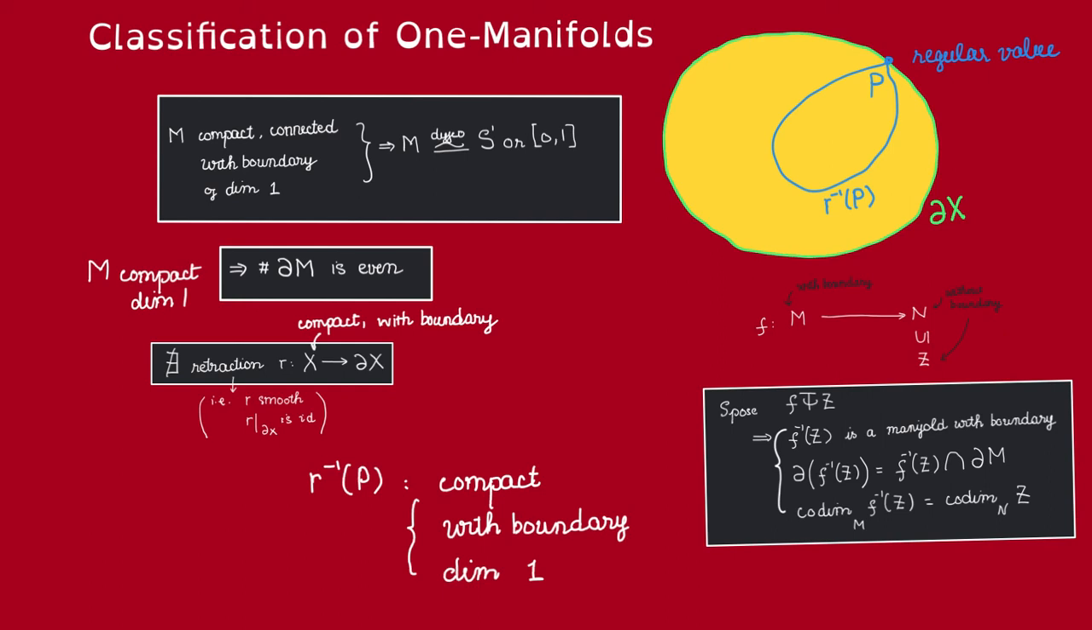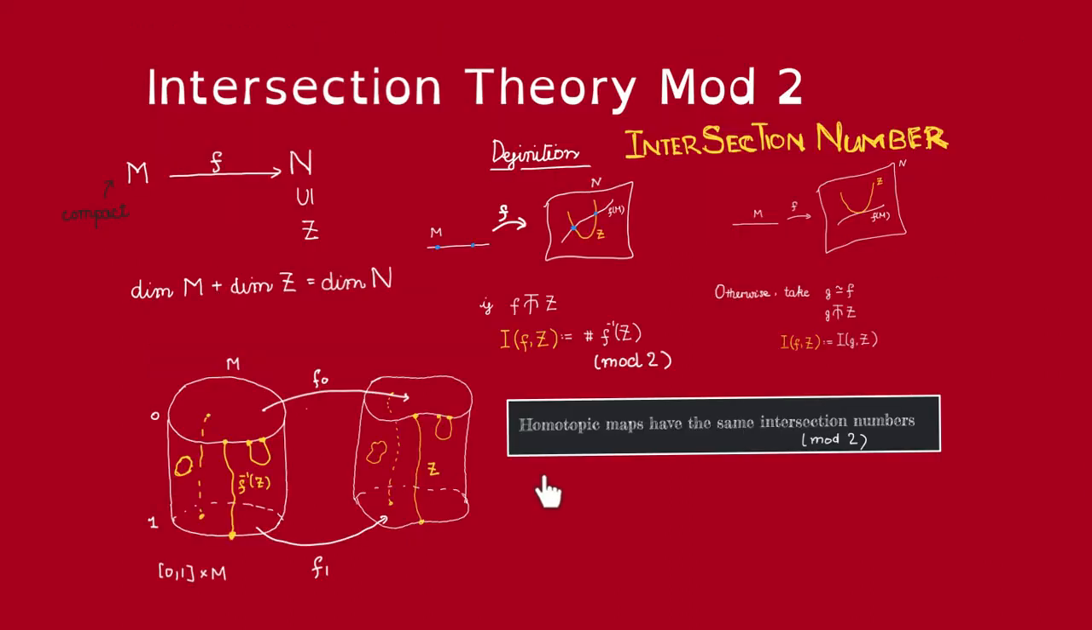Alright, so we have digressed a lot. Remember, why did we want to talk about this classification of one-manifolds? That is because we want to use that to prove that homotopic maps have the same intersection number modulo 2. And we'll do that in the next video.